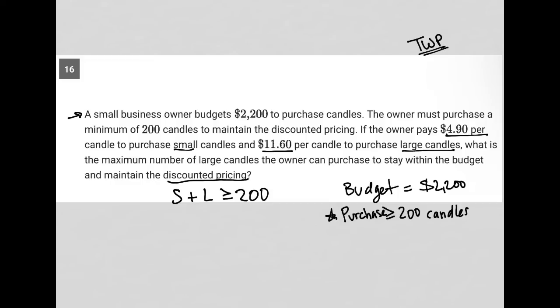We also know that for the cost here, we're paying $4.90 per small candle, plus we're paying $11.60 per large candle, and that we have to be less than or equal to our budget of $2,200. So in essence, we have a system of inequalities here. So because I know S plus L is greater than or equal to 200, what do I want to find? I want to find the maximum number of large candles.